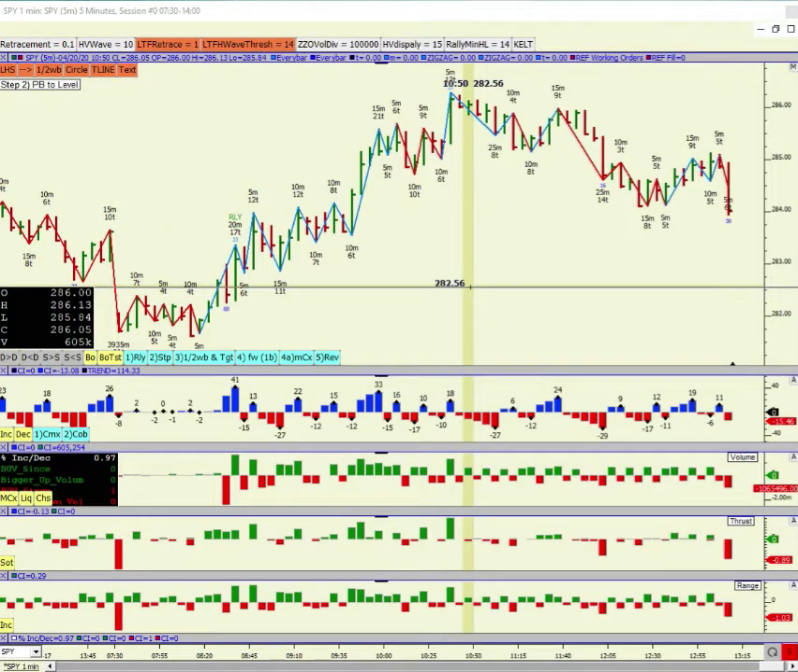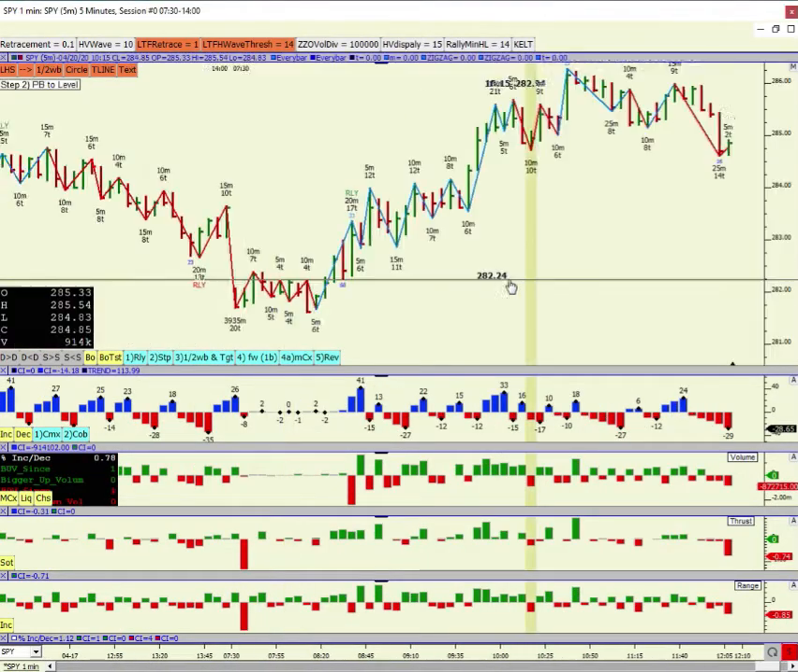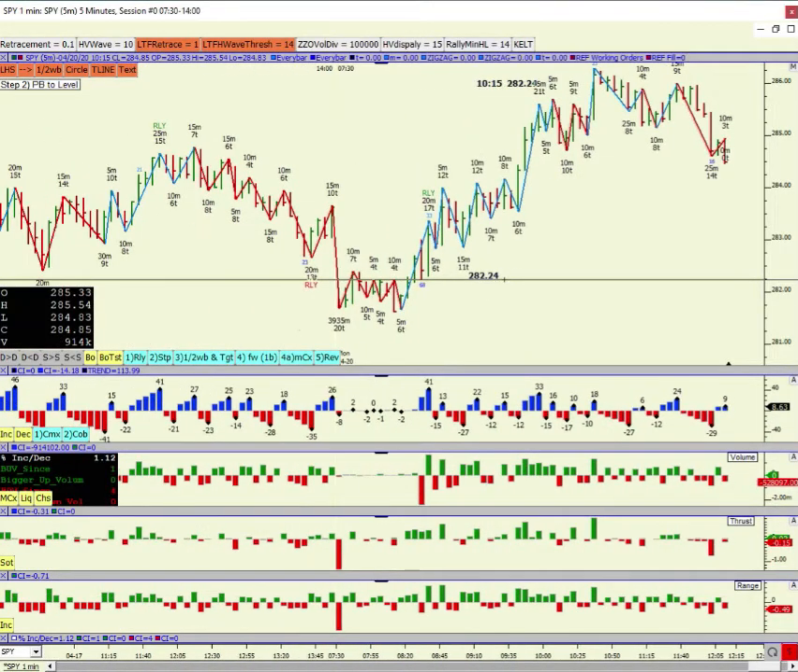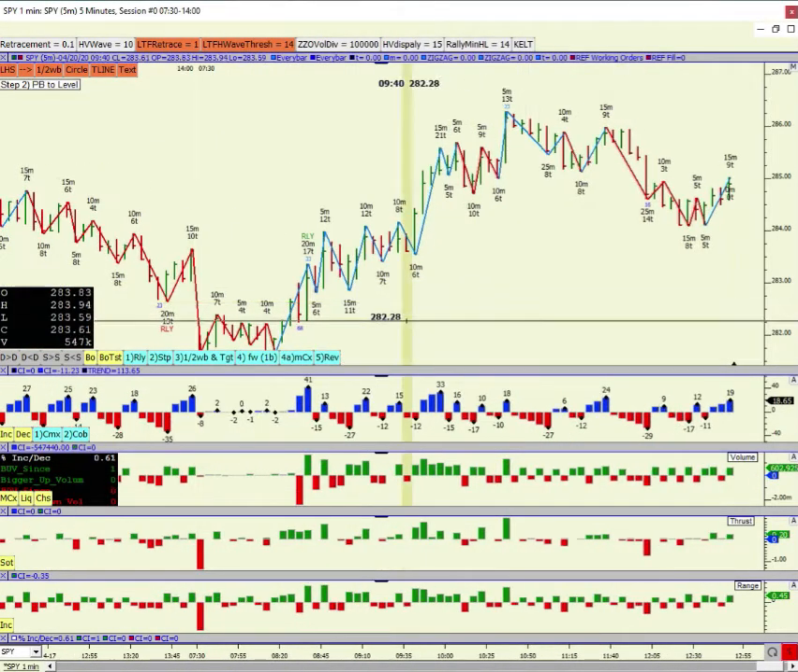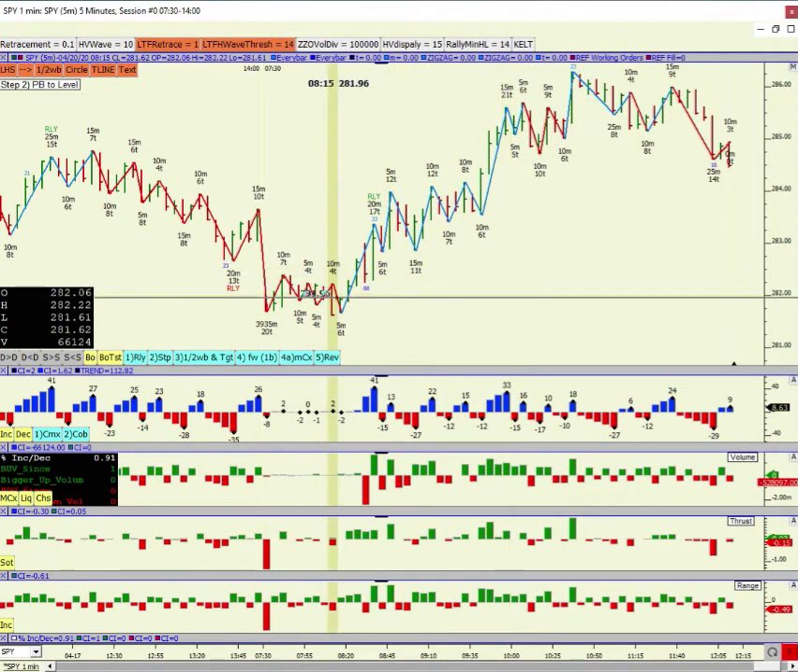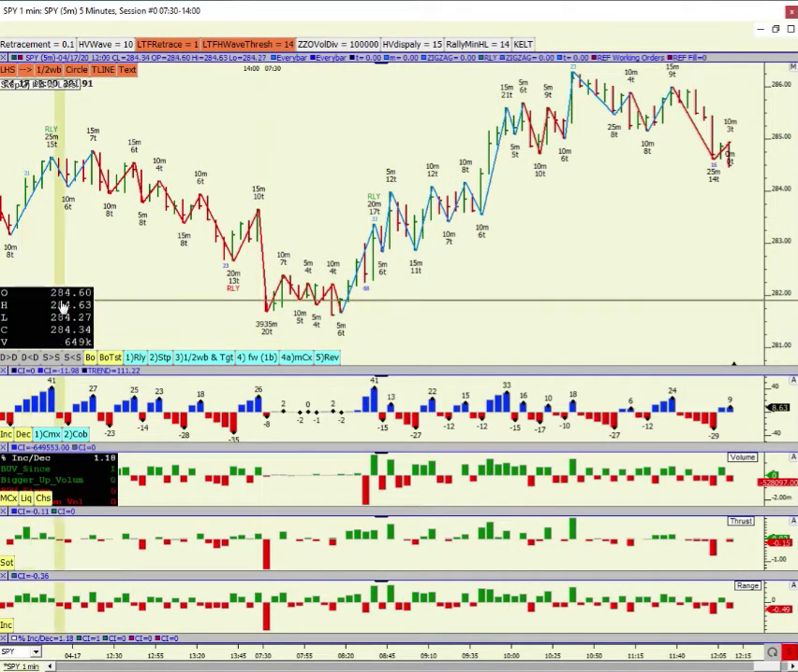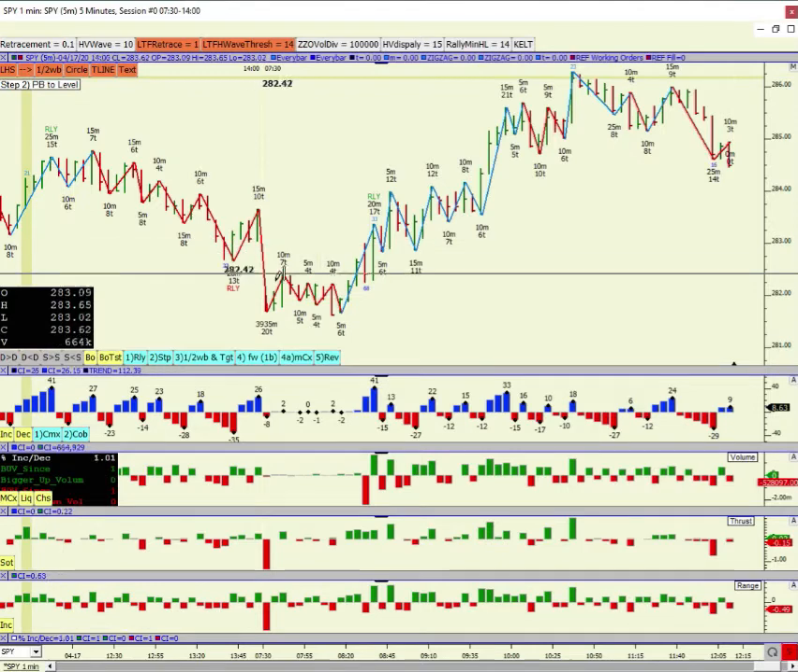Alright, so this is a 5 minute chart of the SPY, basic Wyckoff analysis. What I'm going to do is use wave chart analysis, which is very old. Alright, so we'll just start off with the left hand side right here.